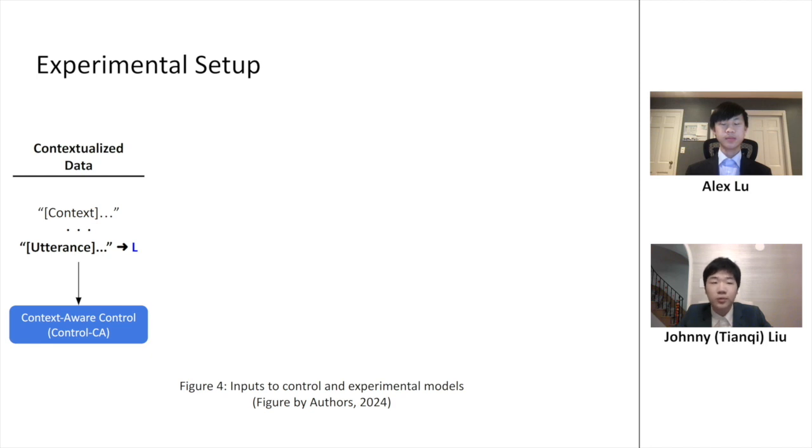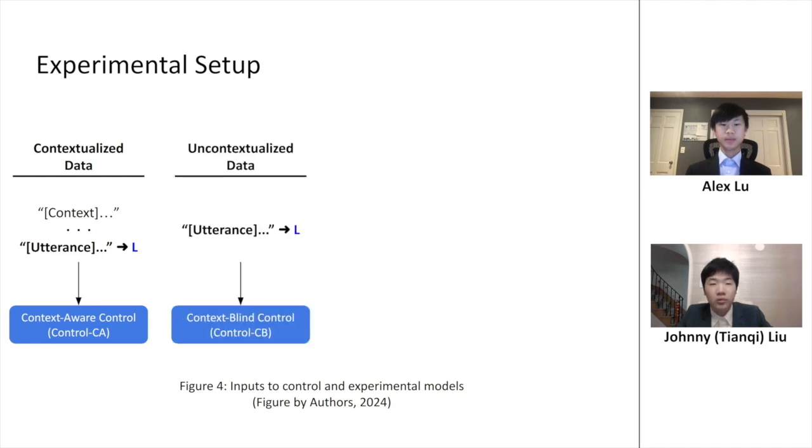First, we train a context-aware control model provided with labeled contextualized data. The blue L here representing the ground truth label. This control model represents the ideal scenario and an upper bound to our method's expected performance, where we have access to a contextualized dataset that fits our task.